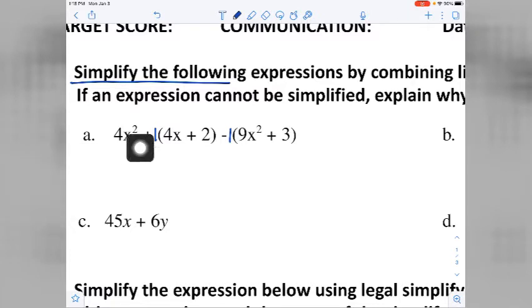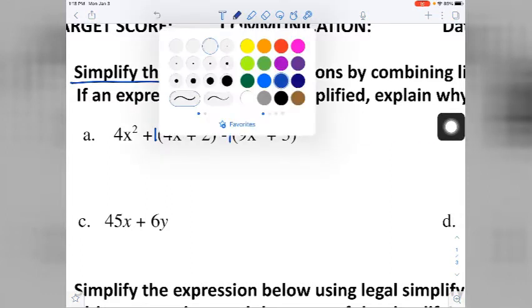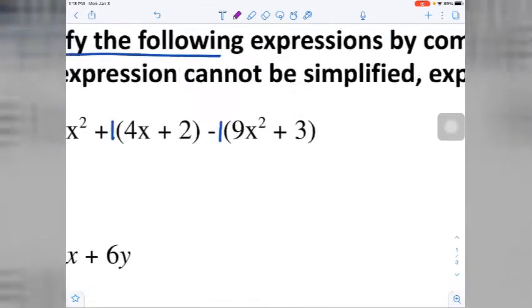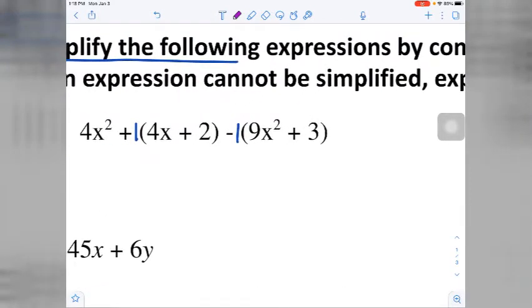It means that there is one set of 4x plus 2's, and then we are subtracting one set of 9x's and one set of 3's. So some people did a good job and they just went through and subtracted things, but because students get confused about that, I recommend changing everything to adding. So this subtraction right here, minus 1, needs to change to adding negative 1 times 9x squared plus 3.